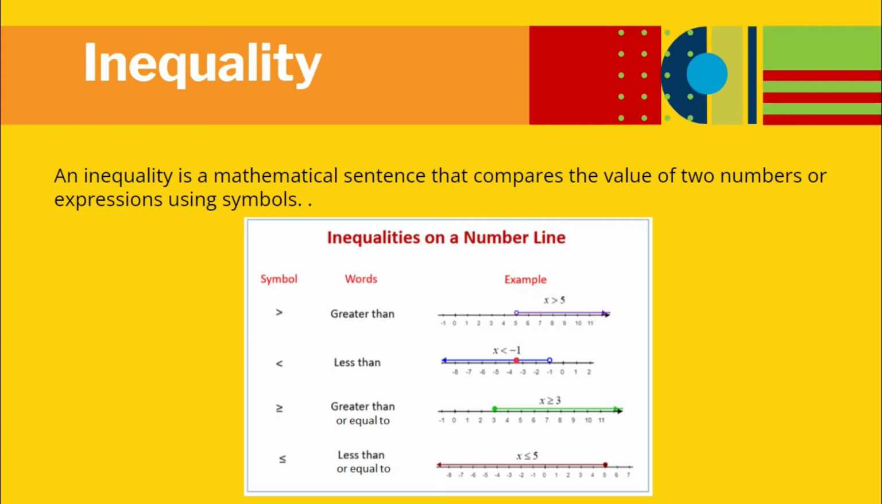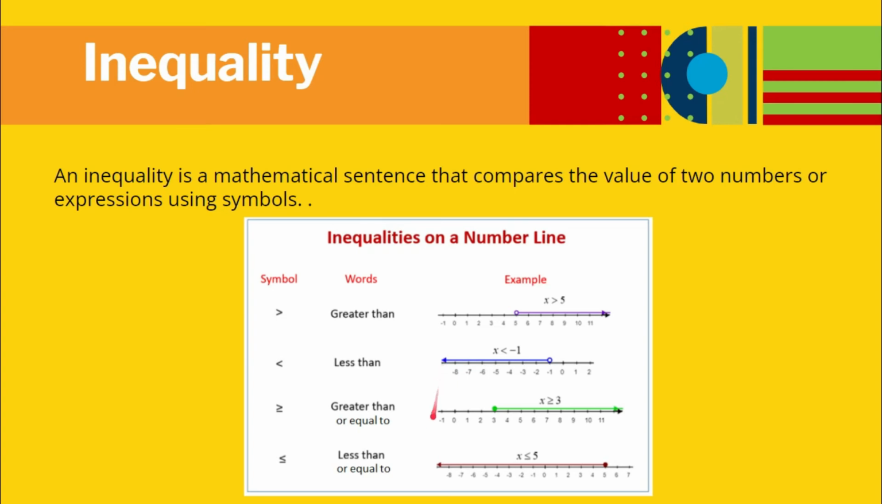The next one shows x is less than -1. Just like before, the endpoint is represented by an empty circle. That means that we are not including -1, but we are including all the values to the left of -1, so those that are smaller than this number.